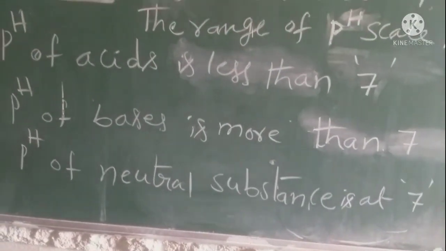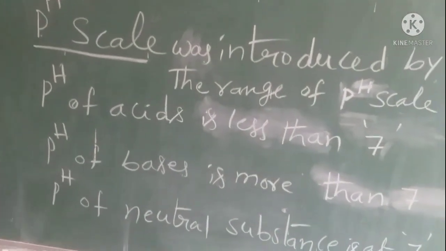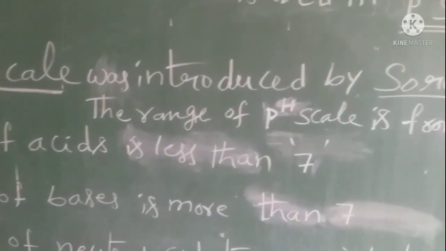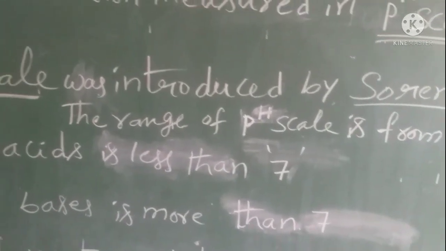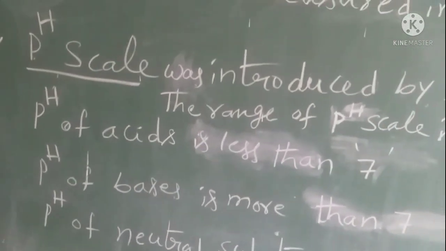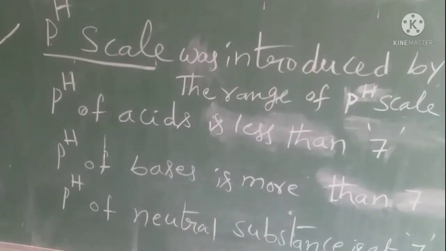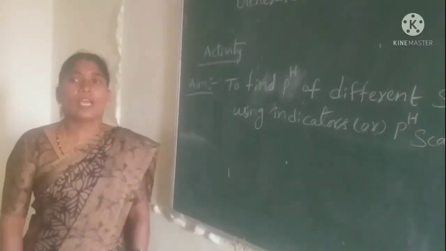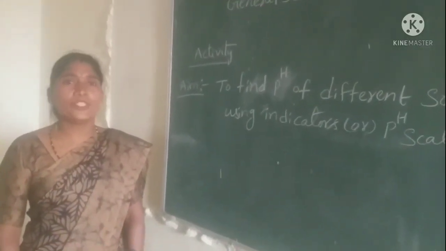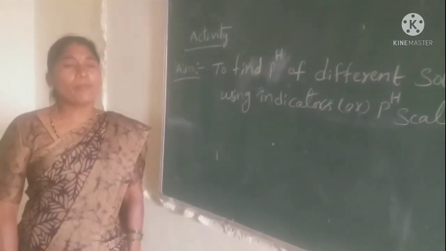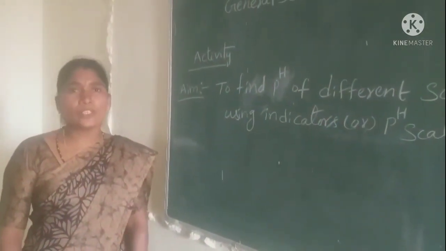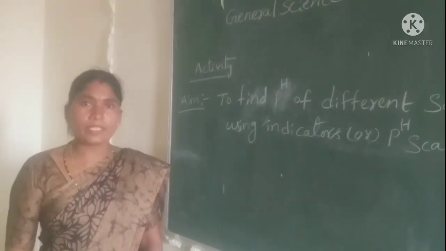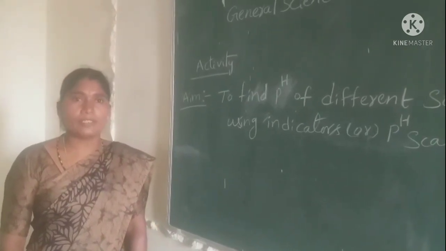Okay, children? The pH scale was introduced by Sorensen. This is a very important definition, and a very important point for the exam. The strength of acid decreases from 0 to 7. The strength of bases increases from 7 to 14. A pH value of 7 is neutral.